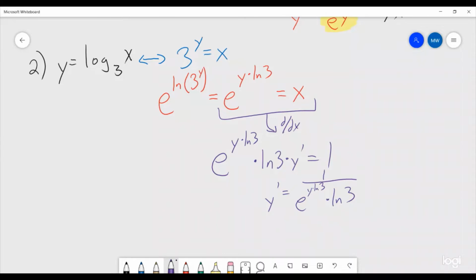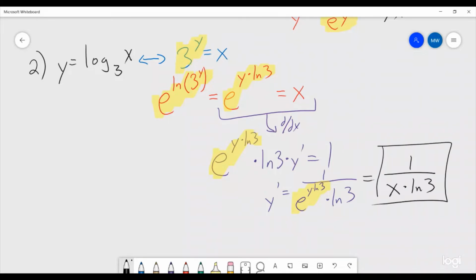Well, e to the y times natural log of 3, well, that's this thing, which is another way of writing e to the natural log of 3 to the y, which is the same thing as 3 to the y, which is just x. So this is 1 over x times natural log of 3. That's what the derivative of that would be.